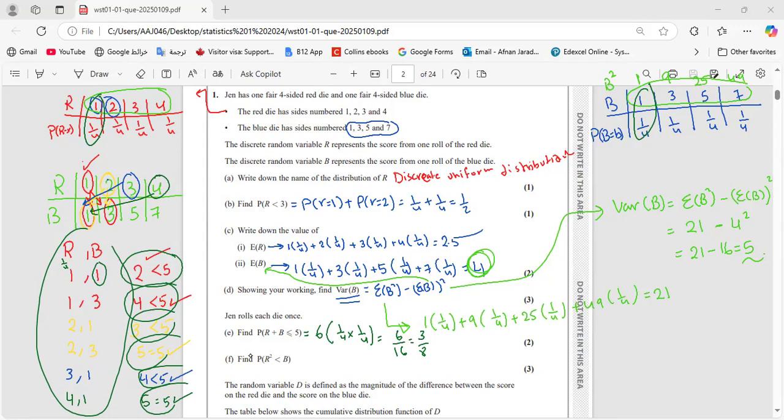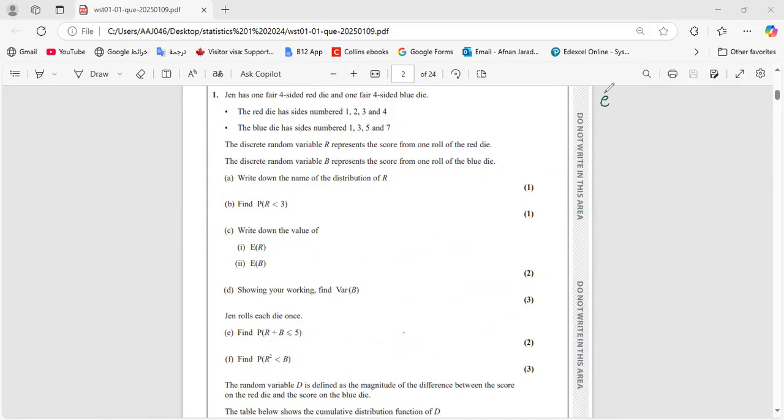F, I need to find the probability that R square is less than B. So I need R square to be less than B. Okay, F, the probability that R square is less than B. So I have R, which is 1, 2, 3, 4. I need R square, which is 1, 4, 9, 16.